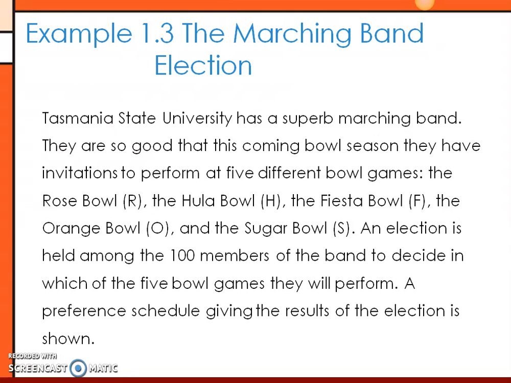Okay, so here's a fun example. The same school, apparently, has a very good marching band, and they've been invited to a bunch of different bowl games, so they have to decide which one they would like to go to. So they have the Rose Bowl, which they're going to do with R, in California, right? The Hula Bowl in Hawaii. I don't remember where the Fiesta Bowl is. I think it's in Arizona. The Orange Bowl's in Florida. And the Sugar Bowl, I know we looked this up once. I think it's New Orleans. Anyways, these 100 members of the band get to decide where they want to go perform, because they can only pick one of them.